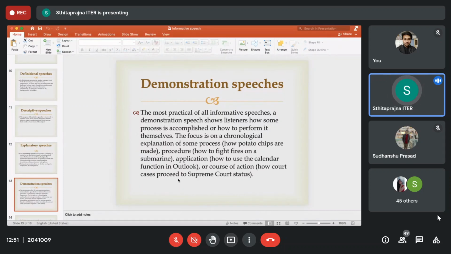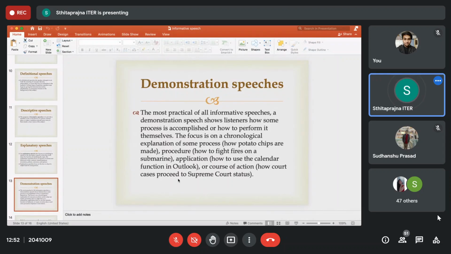So, demonstration speeches. You're literally demonstrating how to accomplish a certain process or a certain procedure. And you have to take care of the chronology, sequence, stepwise procedure. In a demonstration speech, you have to talk about a certain procedure in a stepwise manner. First this, then this, third this.